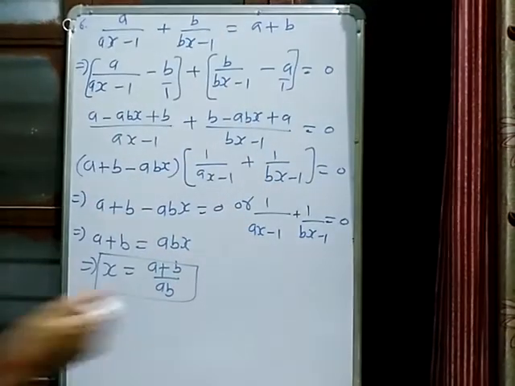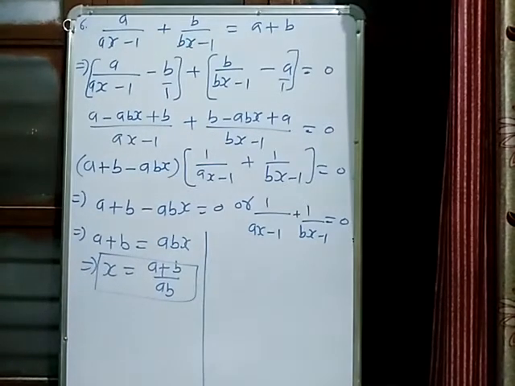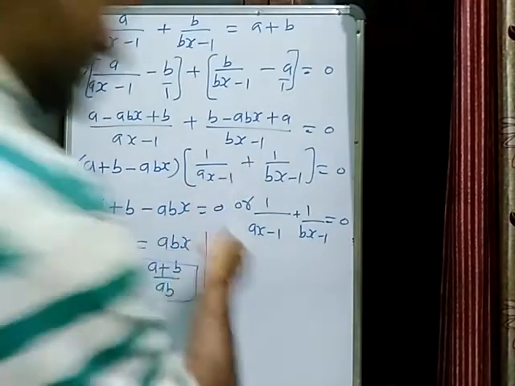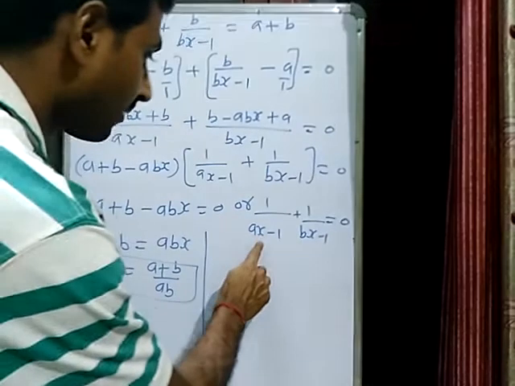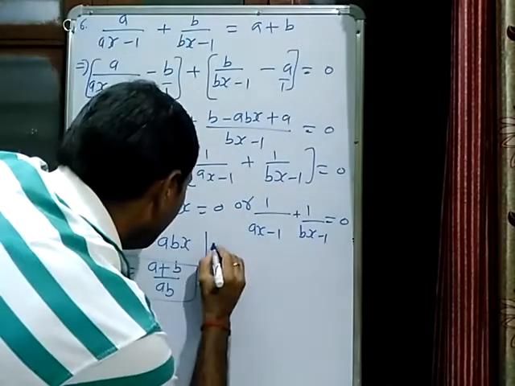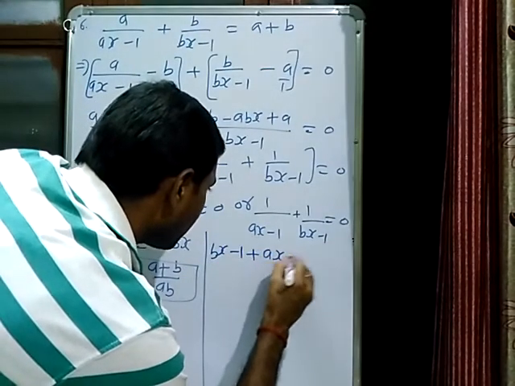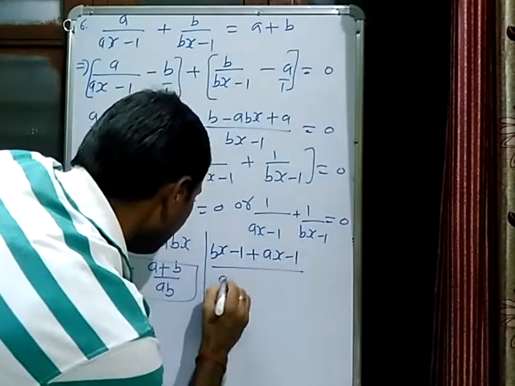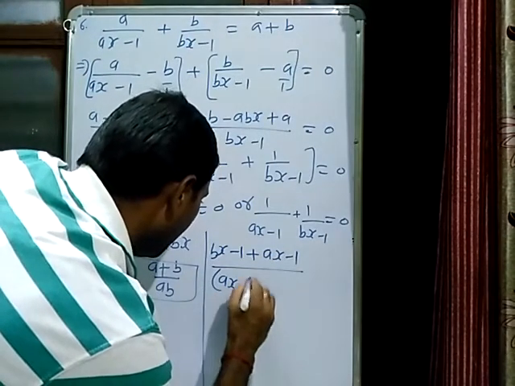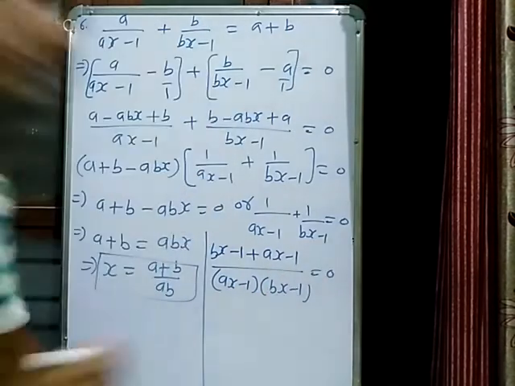Now look, how can we solve the second part? To solve the second part, we need to take the LCM here. What is the LCM? ax minus 1 into bx minus 1. So that will be multiplied here. So you will get bx minus 1 plus ax minus 1 upon ax minus 1 into bx minus 1 is equal to 0.